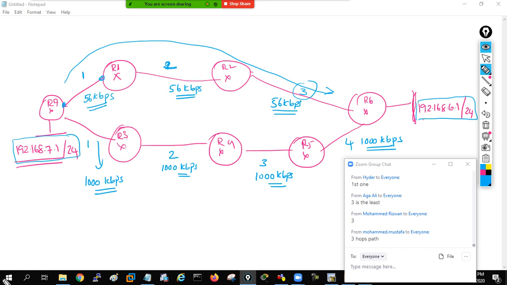Now tell me, everybody, which is the best path now? Which is the best path, guys? Give me an answer.